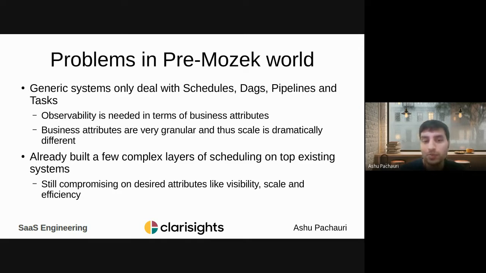So to get around these problems, we have already built layers and layers on top of existing systems like Airflow. And those layers have served the purpose so far, but we have still compromised on desired attributes like visibility, scale, and efficiency. Remember, I was talking about the redundant work, overlapping work. How do we actually make sure that it's all deduplicated automatically? None of that actually happens unless we go and change code for every single data source that we're integrating.